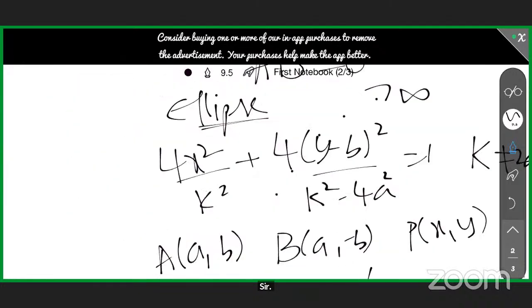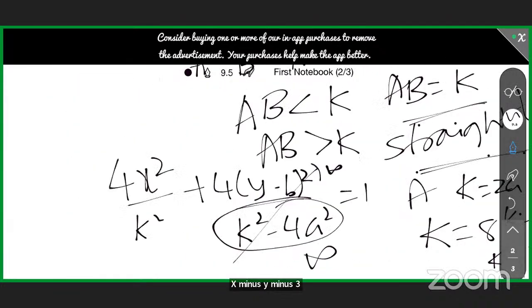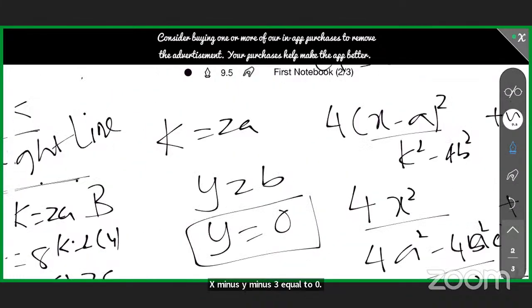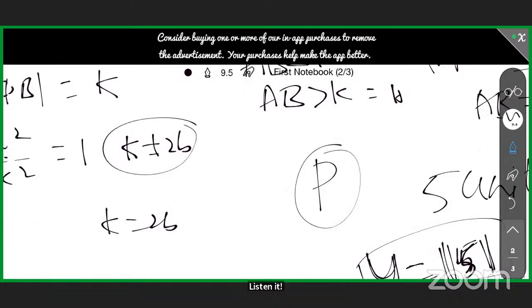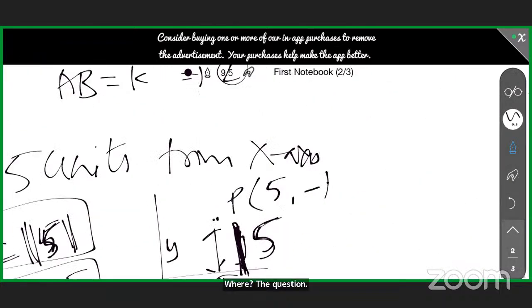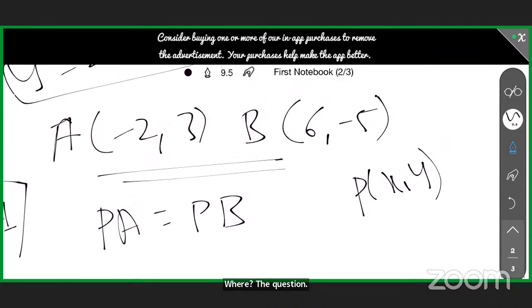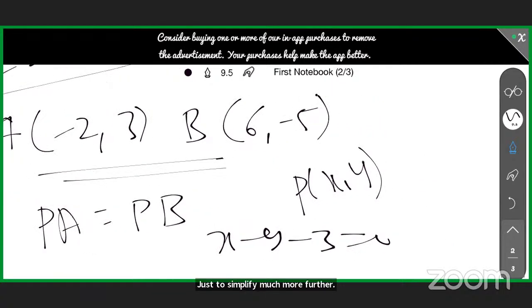X minus y minus 3 equal to 0. Just a minute. What is the thing you told? X minus y minus 3 equal to 0. Okay, correct answer. You can simplify much further. Try to get different versions of this one. That is, x minus y is equal to 3.